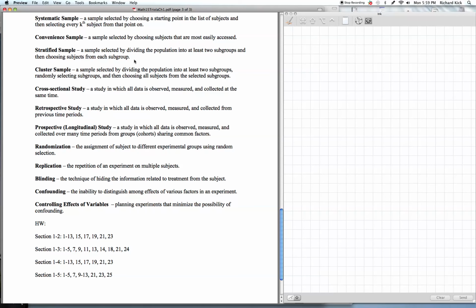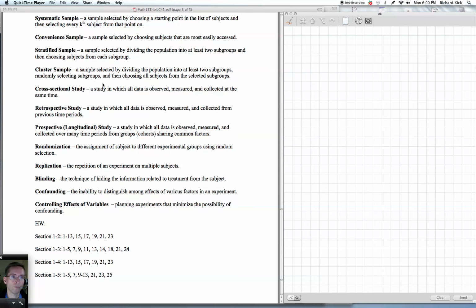Stratified sample: sometimes you want representation from multiple groups. So in a stratified sample, you can actually break the population into subgroups. For example, a high school has students broken into freshman, sophomore, junior, and senior, and then you guarantee that you select subjects from each of those subgroups. That would be a stratified sample.